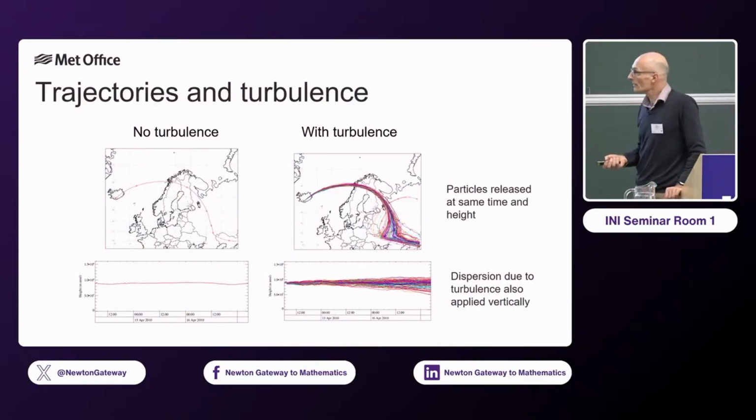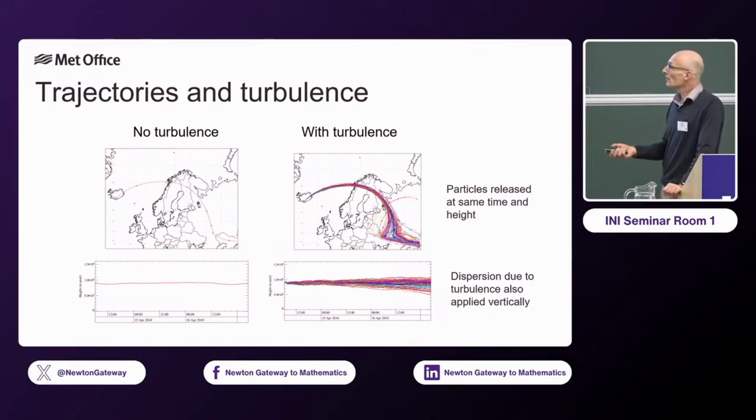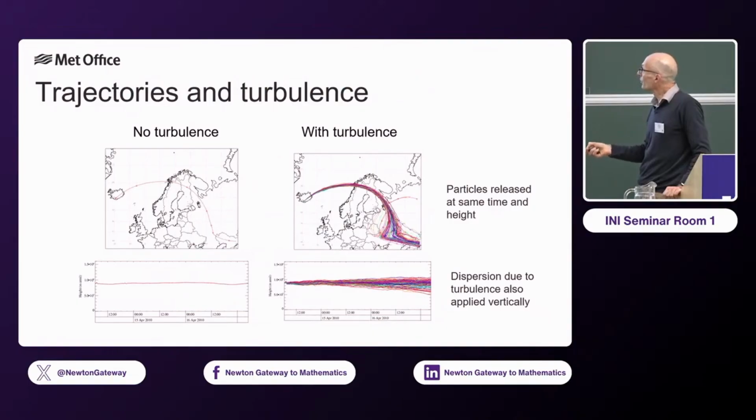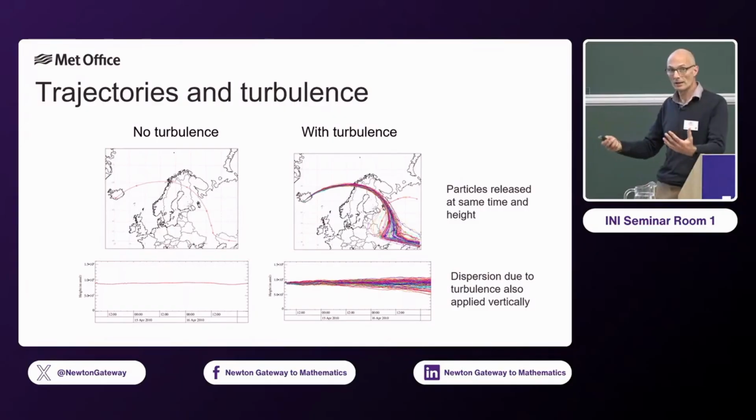So again, this illustrates the effect of adding a subgrid scale noise, a random increment, to your particle's position. If you release particles from the same source without any random increments, all the particles would just follow the same trajectory, and you'd get no spread. If you add a random increment to the particle's evolution, so you're adding a different random increment at every time step to each particle, then although they're released from the same source, they're all travelling independently.